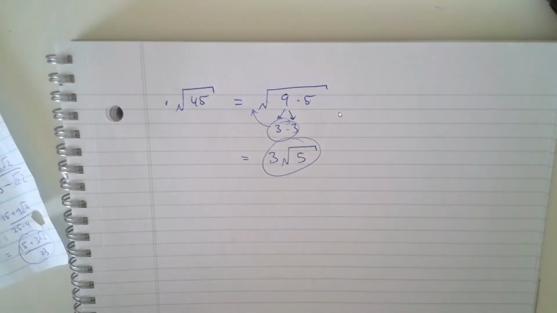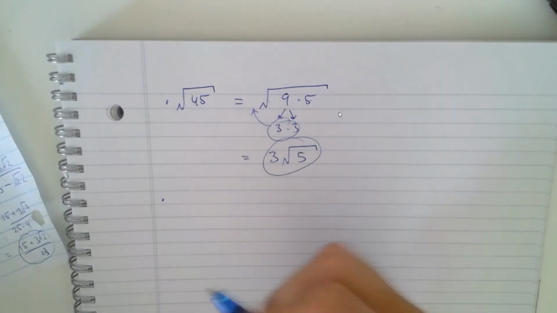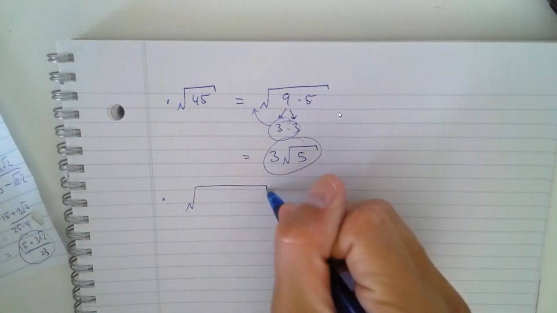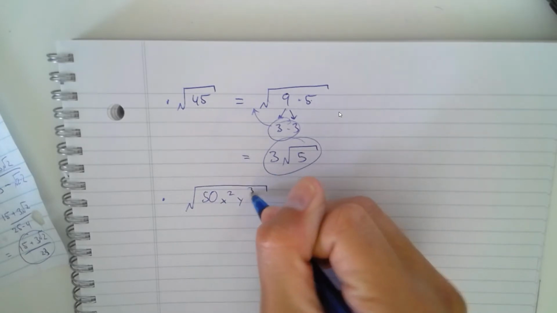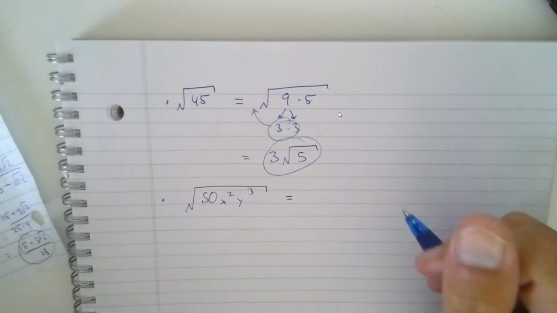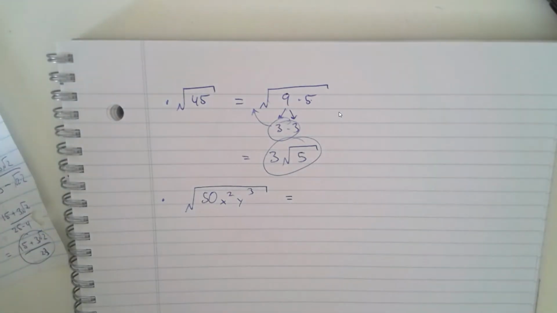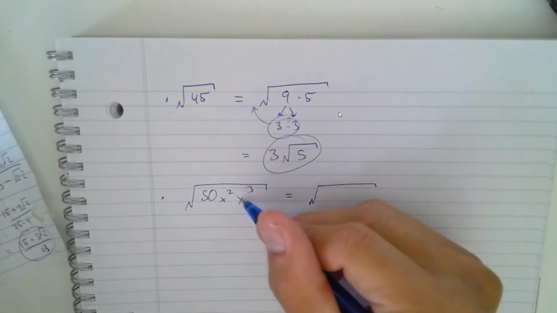Does that seem sort of familiar? I'm going to give you a crazy one. We're not done yet. What if I gave you the square root of 50 x squared y cubed? I just threw you a curveball, didn't I? How is this not a curveball? Okay, well, let's take it step by step. Let's just do 50. Let's deal with the letters and the variables last.